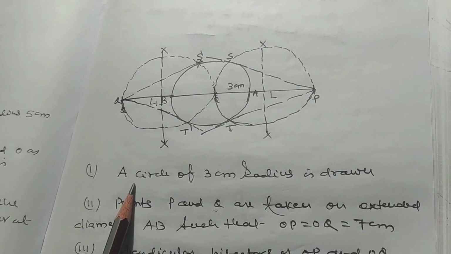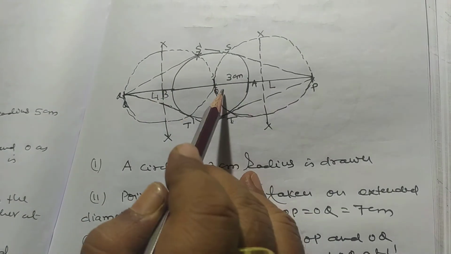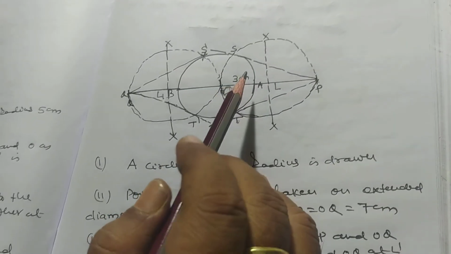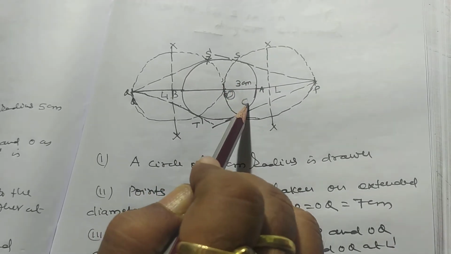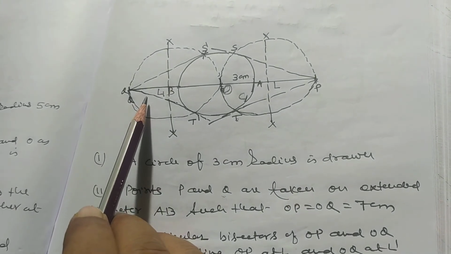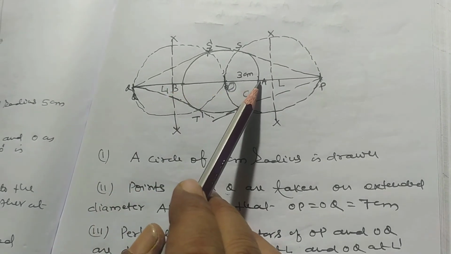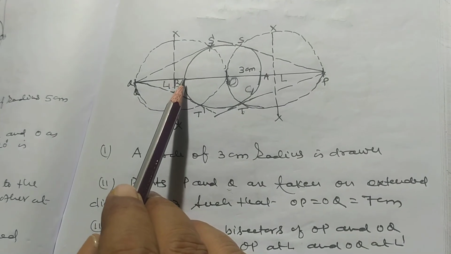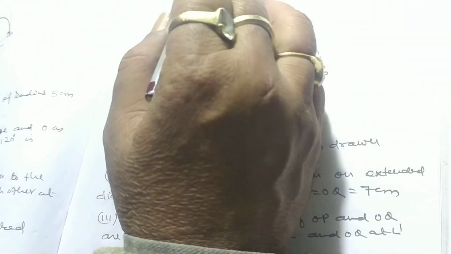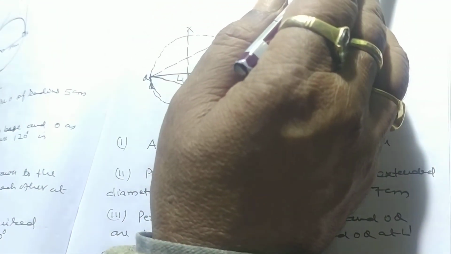Q. So my dear students, we first draw a circle having center O and radius 3 centimeter. So this C1 is the first circle. And in this problem it is given that, what is given? We proceed this diameter AB and it is given that draw a circle of radius 3 centimeter, take 2 points P and Q on its extended diameter, each at a distance of 7 centimeter from its center.